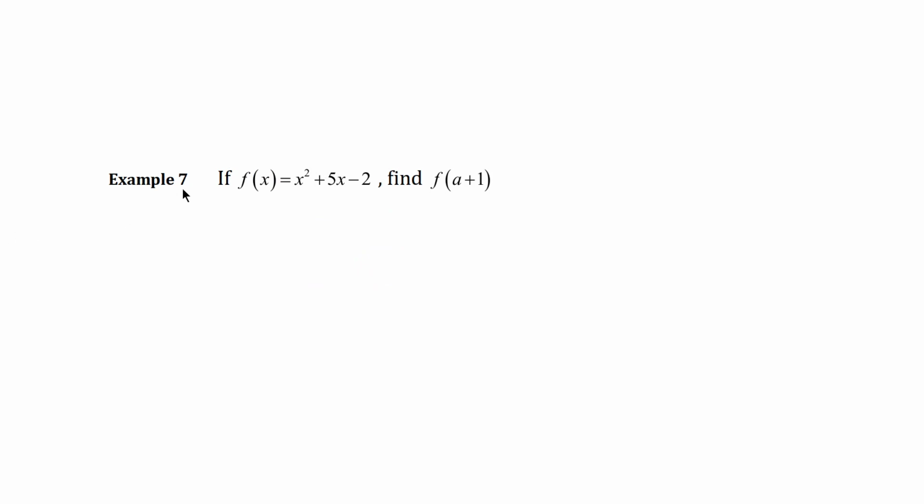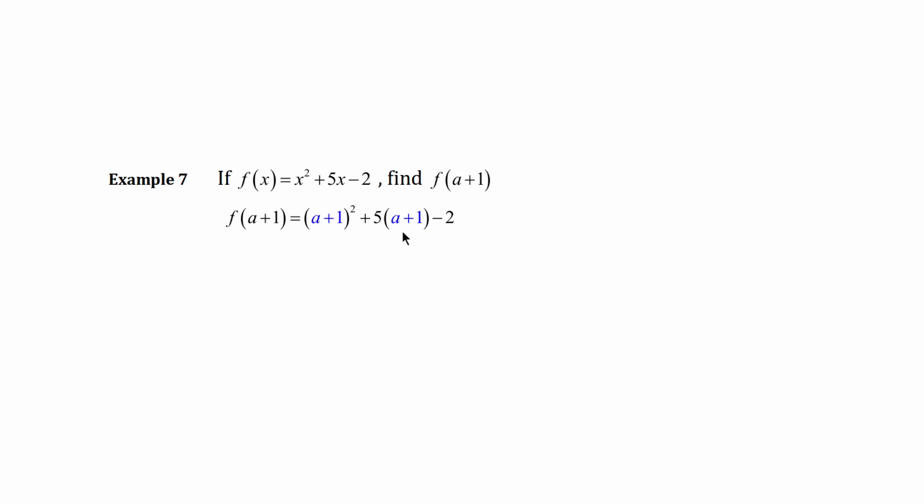For example 7, if f(x) = x² + 5x − 2, find f(a + 1). To find f(a + 1), we just take the binomial a + 1 and substitute it into the function for x. We get f(a + 1) = (a + 1)² + 5(a + 1) − 2.